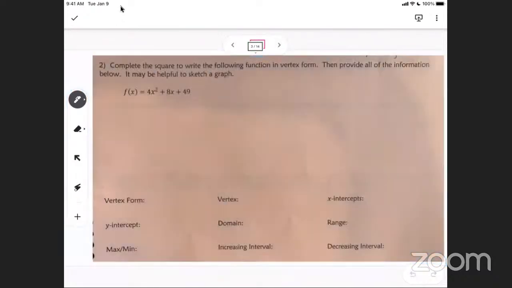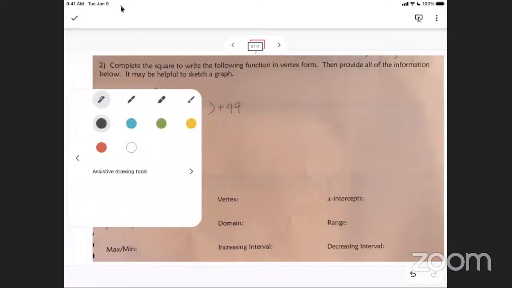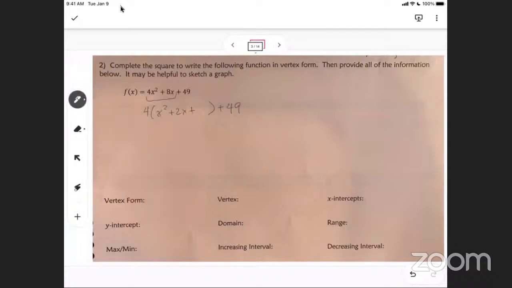Next page. Next question. It says complete the square to write the following in vertex form. So this is the same thing. I'll do it a little bit quicker this time. The first thing I'm going to do is factor out a 4 from both of those X terms. So that's going to be plus 2X, and I'm going to leave a space here, and then leave the 49 on the outside. Now I'm going to add half of 2. So take half of 2 and square it, which is going to be 1. And I'm adding it here, and I'm subtracting it on the outside.